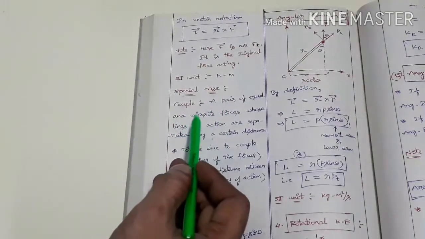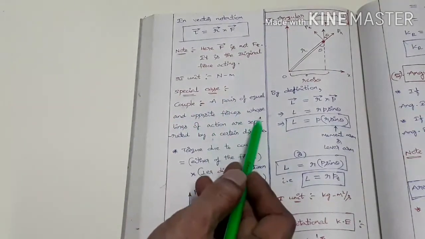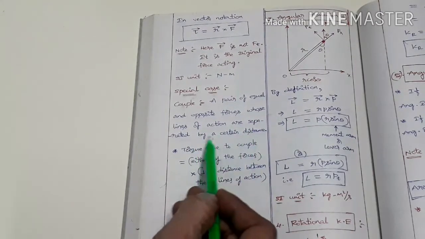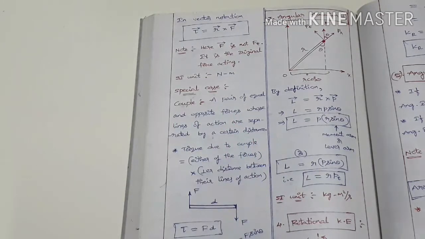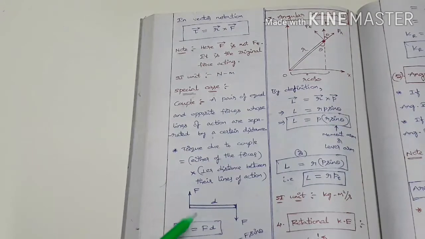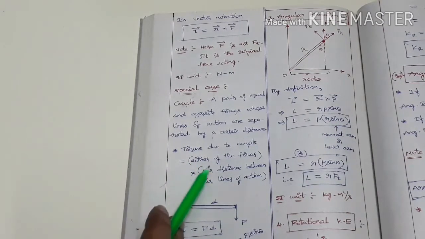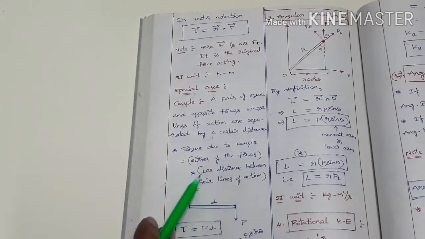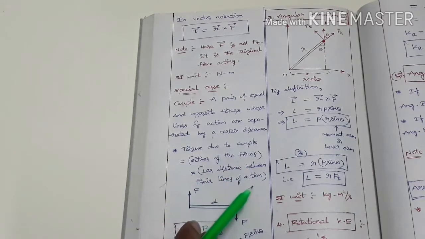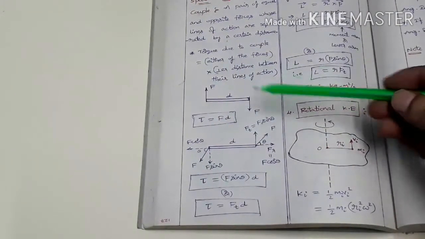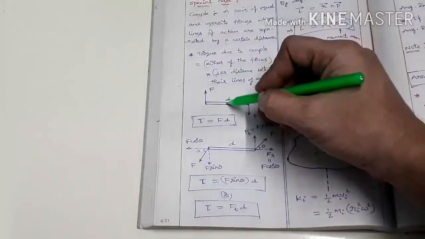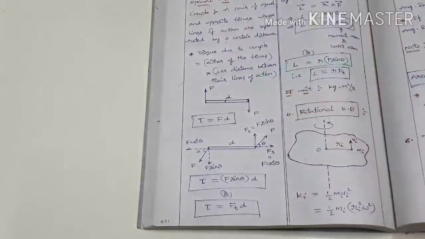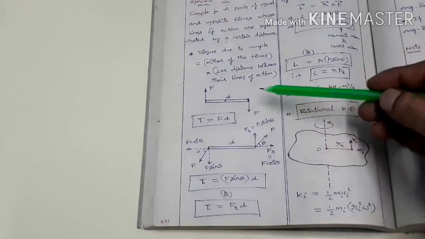Or special case, couple. A pair of equal and opposite forces whose lines of action are separated by a certain distance, such a pair is known as a couple. So how can we find the torque due to a couple? Torque due to a couple equals either of the forces into the perpendicular distance between their lines of action. So let us check how we can find this. Suppose this is a body, hinged at some position, at any position, need not be at the mid position. So here two forces are acting like this.